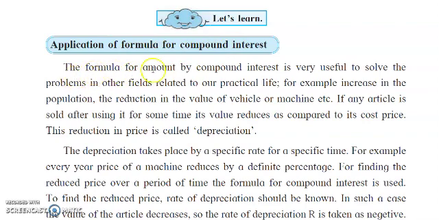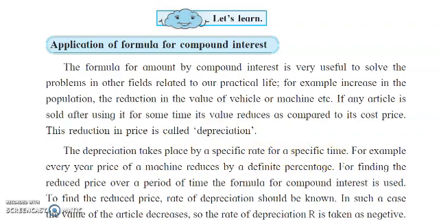The formula for amount by compound interest is very useful to solve problems in other fields related to our practical life also. For example, increase in the population, the reduction in the value of a vehicle or machine, etc. If any article is sold after using it for some time, its value reduces as compared to its cost price, and this reduction in price is called depreciation. The depreciation takes place by a specific rate for a specific time.